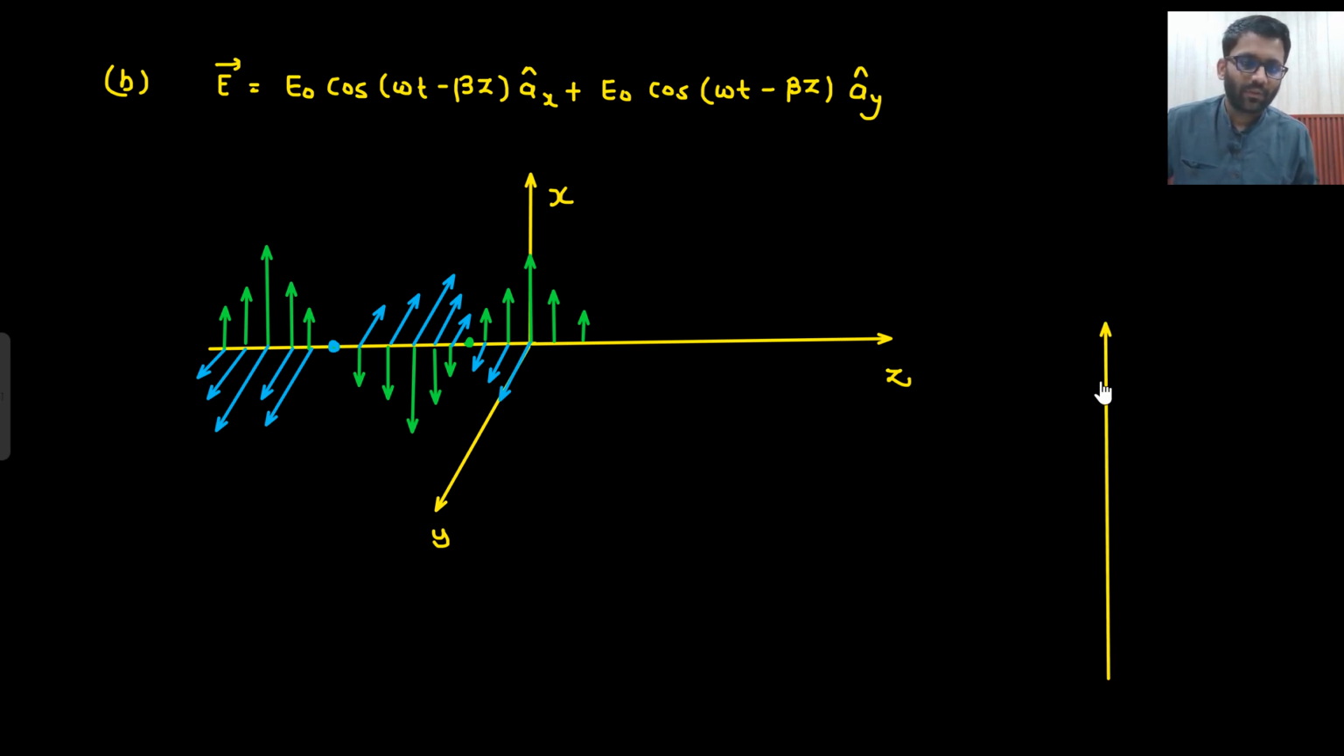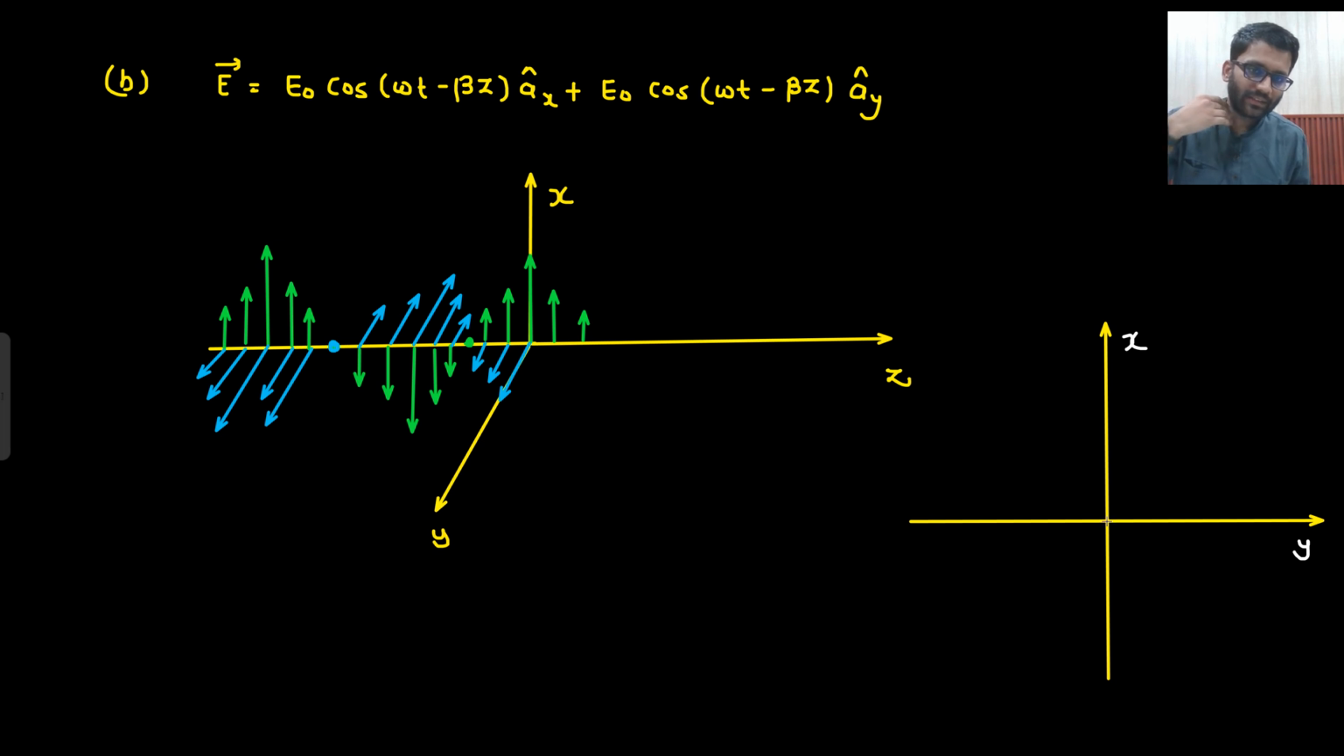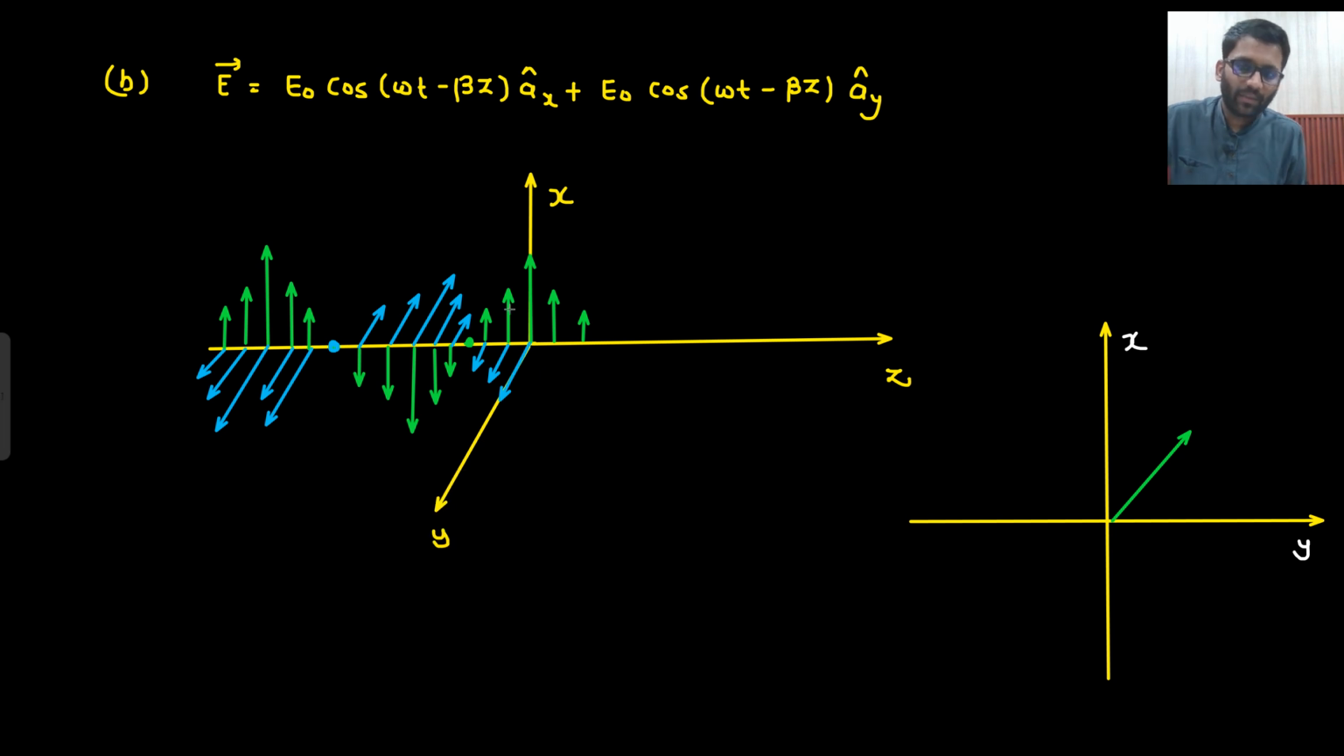So what do you think? What will be the equivalent? This is your x, this is your y. Initial vectors are in the x direction, this is the vector, and in the y direction, this is the vector. On x, this is my electric field, on y, this is my electric field. So what will be the equivalent? This will be the equivalent, so this is the equivalent of the first one. Then what will happen? This small guy will come, this small guy, this small guy, and then this small guy.